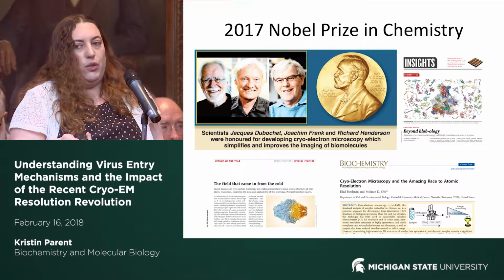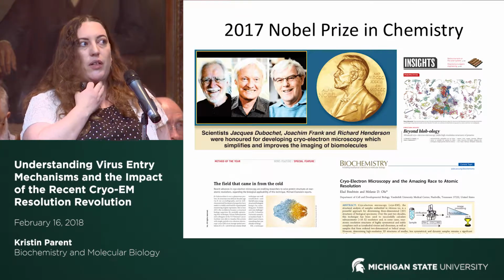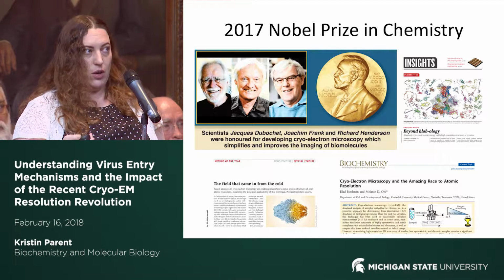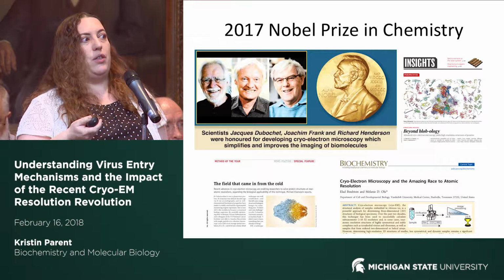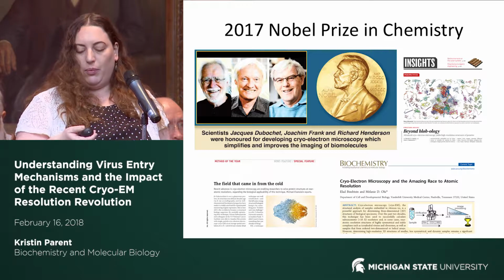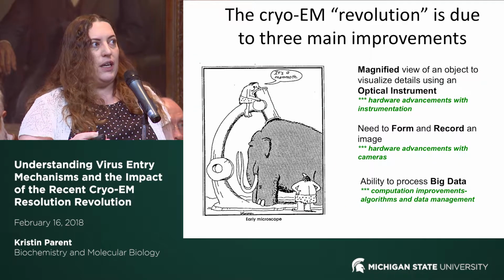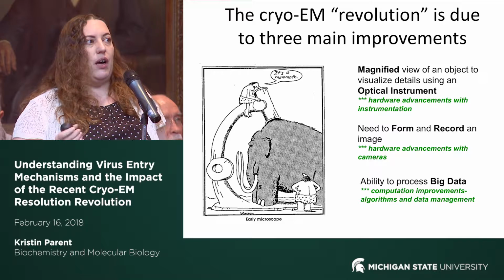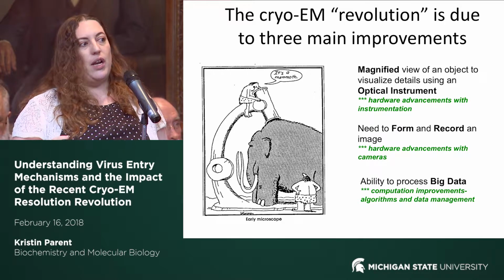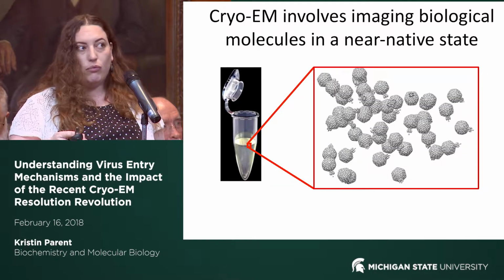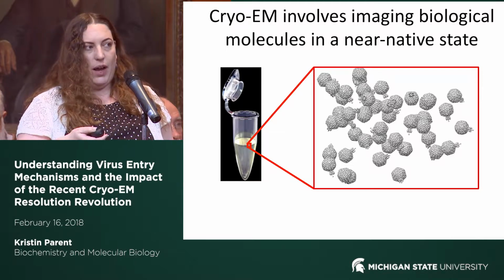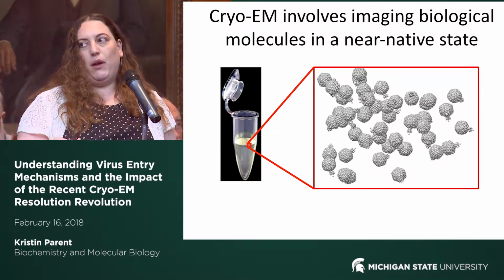So the technology we use to image them is something called cryo-electron microscopy, and this gained a lot of attention recently with the 2017 Nobel Prize being awarded to Jacques Dubochet, Joachim Frank, and Richard Henderson for their technological advances that helped this field. And recently, as you heard about, the technology improvements are basically due to 3 main things: better instruments, better cameras to record our data, and better computation. How this basically works is if you take a sample of virus, we have to get it into the microscope in a manner in which we can image it.